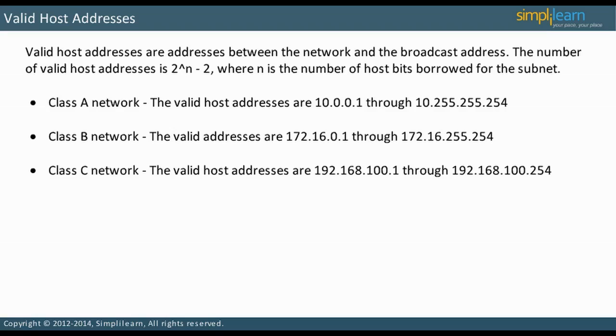Consider a Class C network, 192.168.100.0. All host bits set to 0 is the network ID 192.168.100.0. All host bits set to 1 is the broadcast address 192.168.100.255. The valid host addresses are 192.168.100.1 through 192.168.100.254.